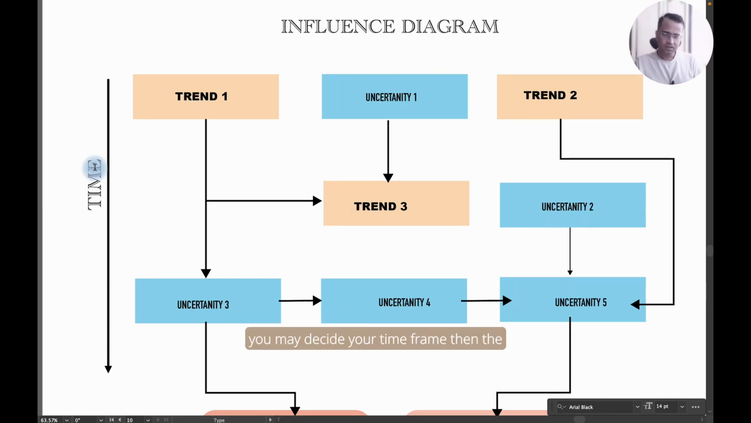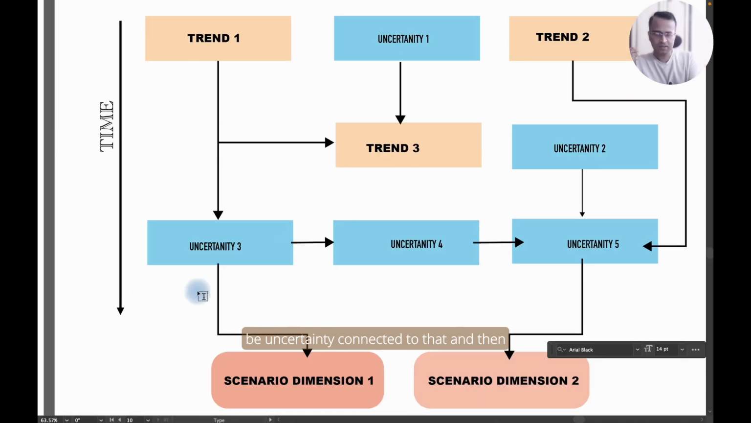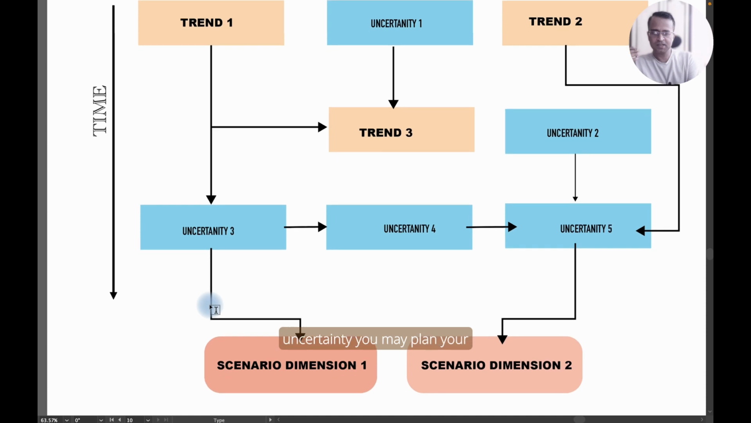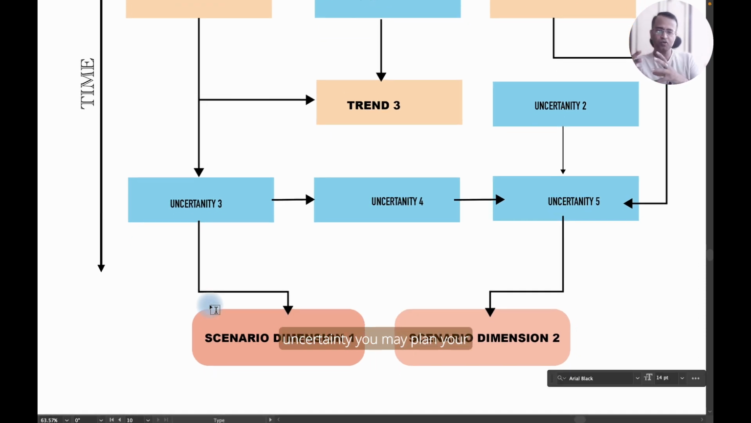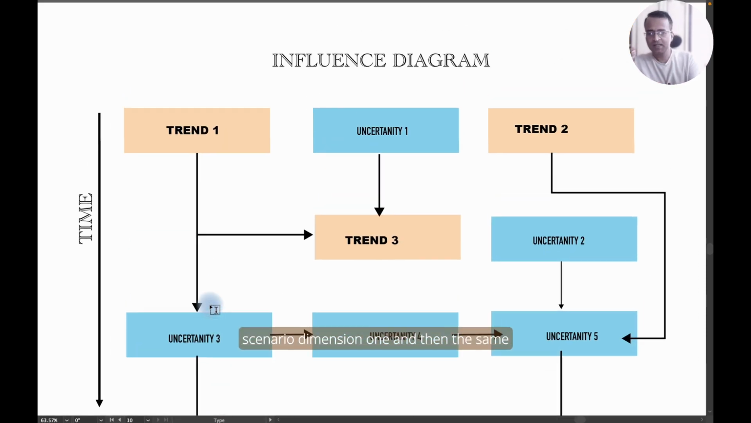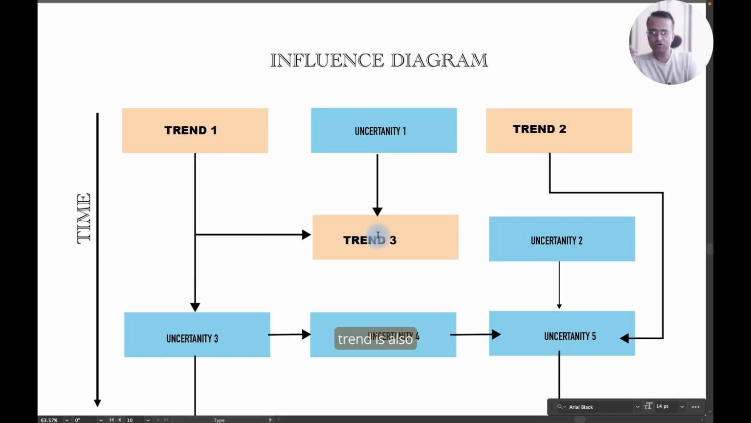Then the trend connected to your organization and the uncertainty connected to your organizational trends. For example, if there is trend one, then there might be uncertainty connected to that, and based on those uncertainties, you may plan your scenario dimension one. And then the same trend is also connected to trend three. So trend 1 and trend 3 are actually connected.